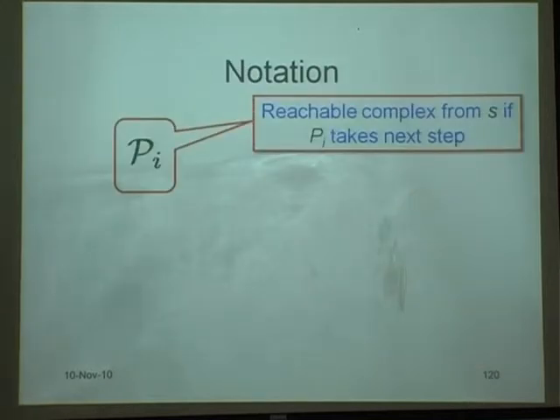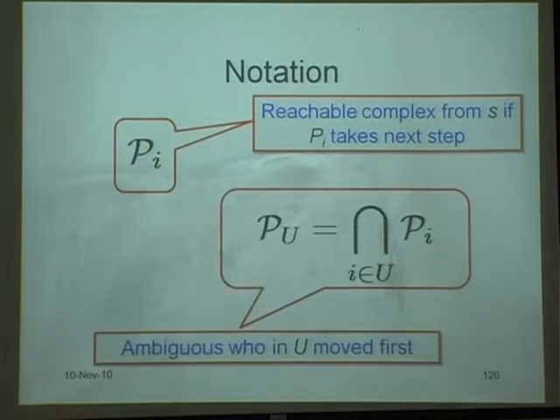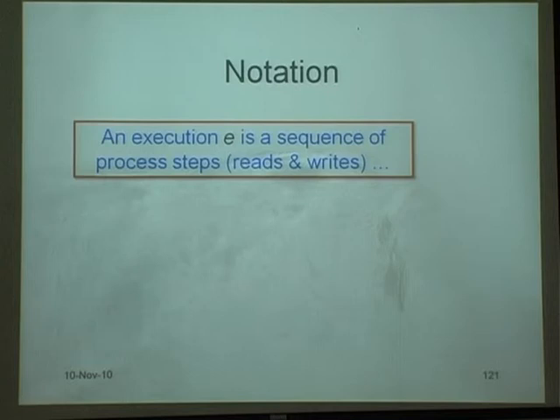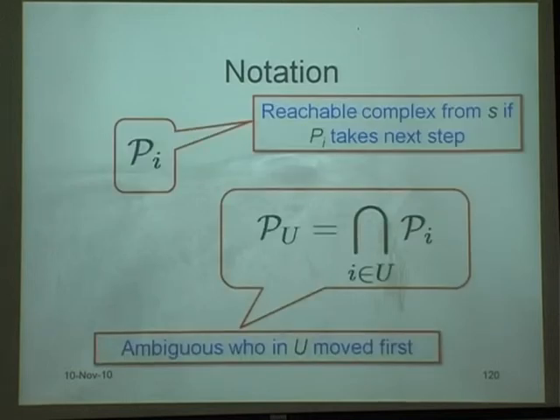OK, so just a review before we launch into this. The reachable complex from S, if Pi takes the next step, is P sub i. This is something fixed. You fix S. I'll tell you how to fix S in a minute, but we'll fix an S and then look at the reachable complex from that. The intersection of all of these P sub i's is where it's ambiguous who went first. That's the operational interpretation of what this intersection is.